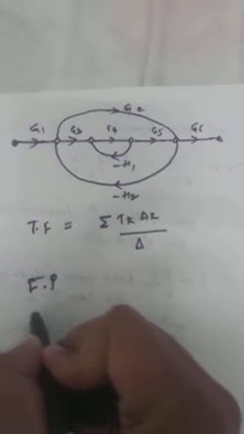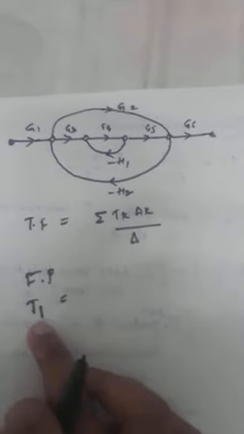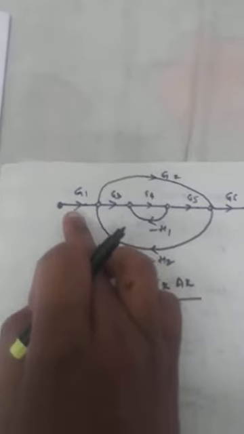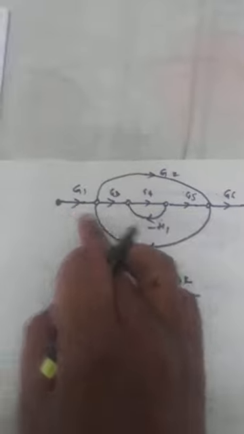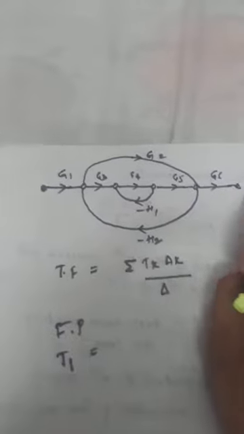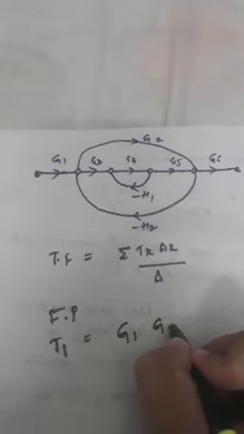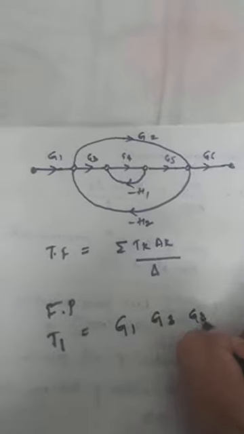I'll represent forward paths by T. The first forward path I'll consider as T1. Here the first forward path is G1, G3, G4, G5, G6, which goes from input to output. So I'll write the first forward path as G1, G3, G4, G5, then G6.